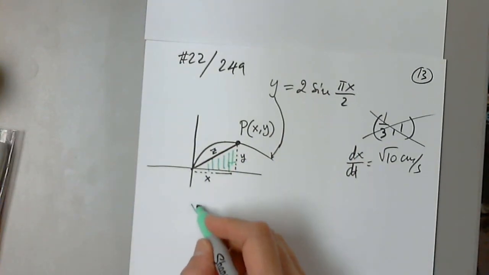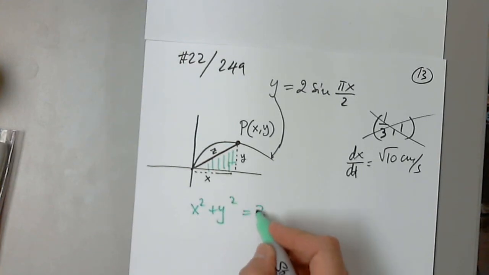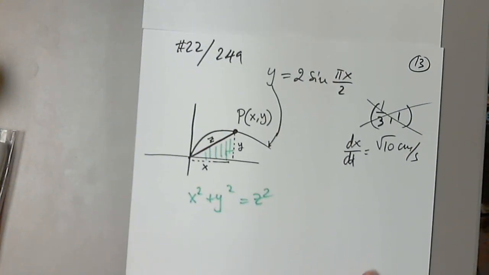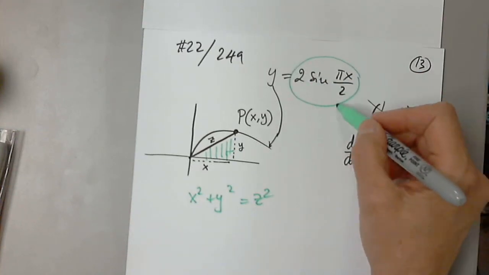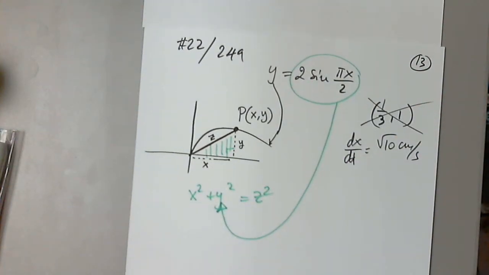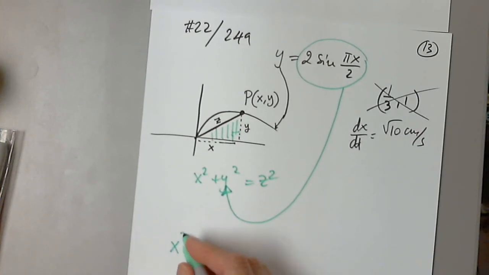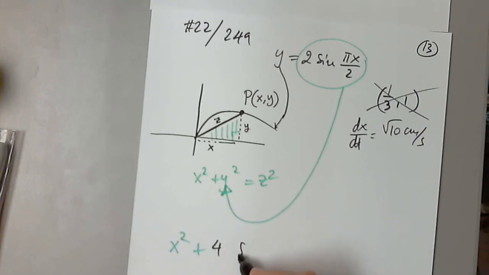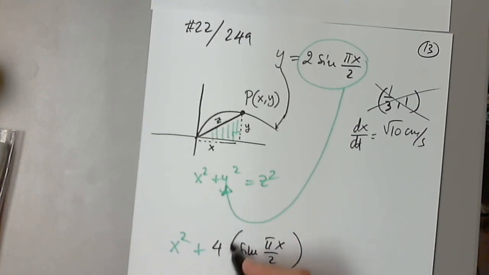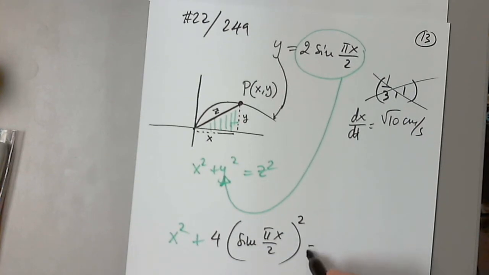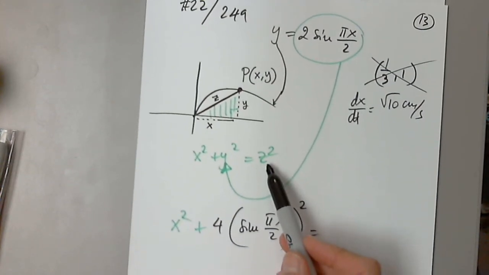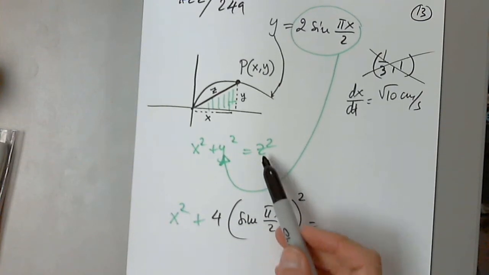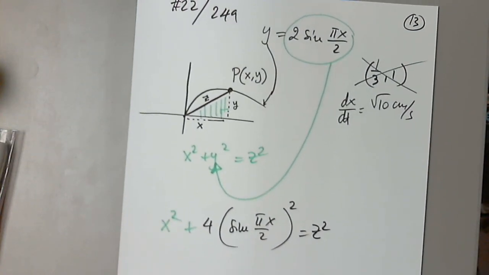So we have x squared plus y squared equals z squared. This is our y. We have to put it in. So x squared plus, can anyone tell us what to write? 4 sine pi x over 2 everything squared equals z squared. So what are we after?